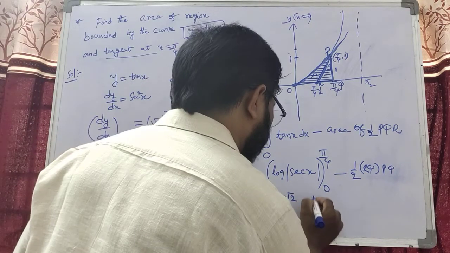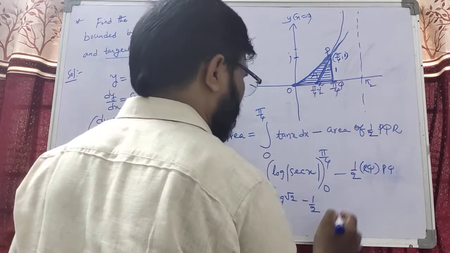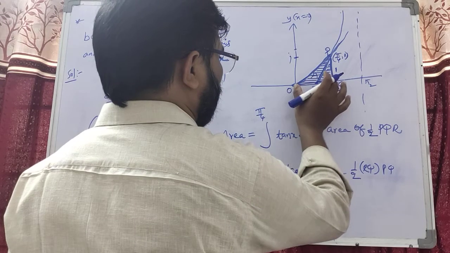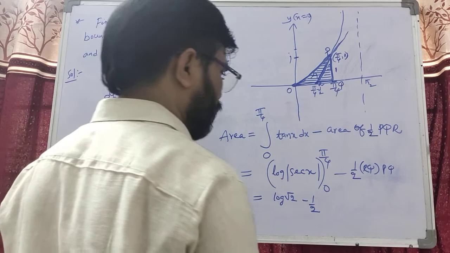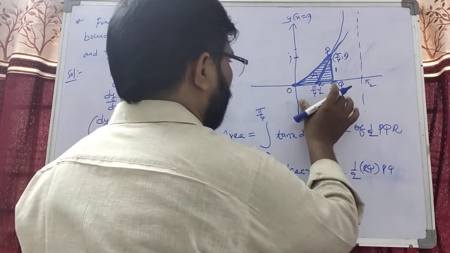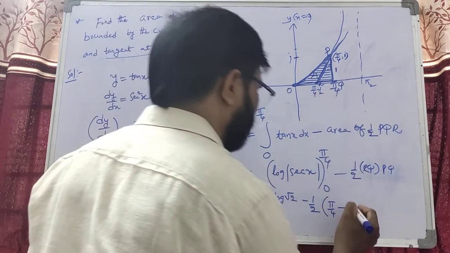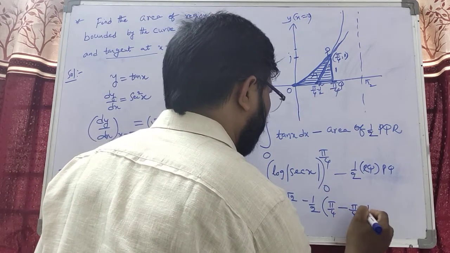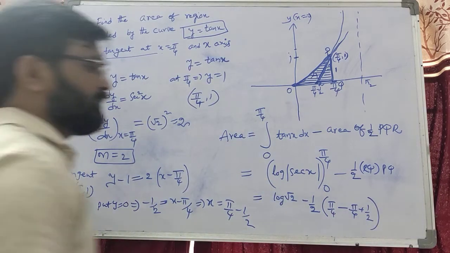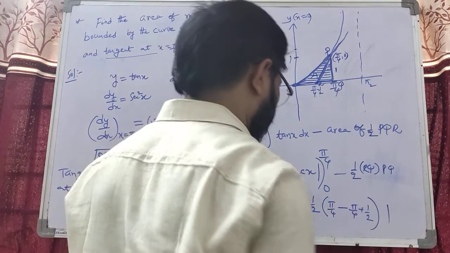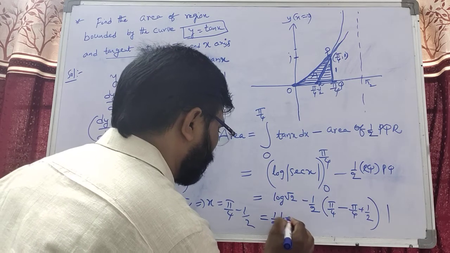Now students, you can write 1/2 into RQ. Dear student, RQ is OQ minus OR. OQ is of length pi by 4, minus of minus pi by 4 plus 1/2. Okay students, now height PQ is 1. So here log root 2, root is 1/2, so 1/2 log 2.